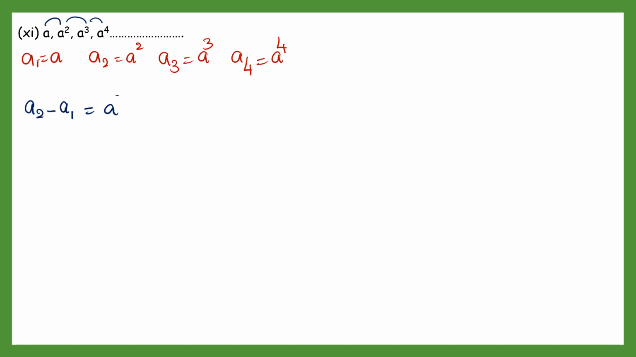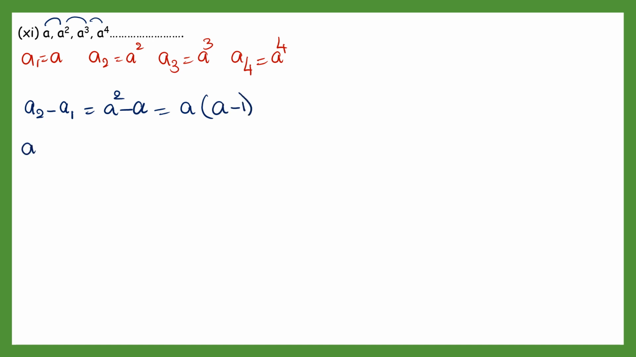Next question. The first term A1 is A, the second term A2 is A square, the third term A3 is A cube, the fourth term A4 is A power 4. We should check whether the list is in arithmetic progression or not. What should we do? We should find the difference between consecutive terms. So A square and A are consecutive terms. Let's find the difference. A2 minus A1, A square minus A. What do you get? If you take A as common, you get A of A minus 1.